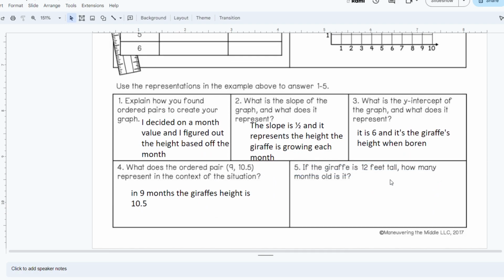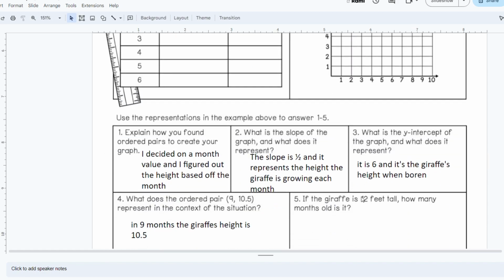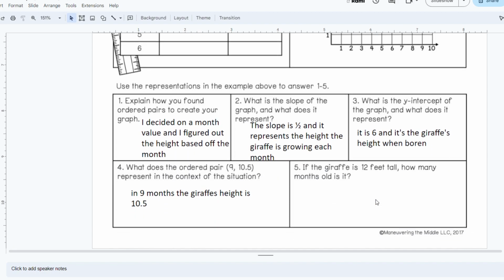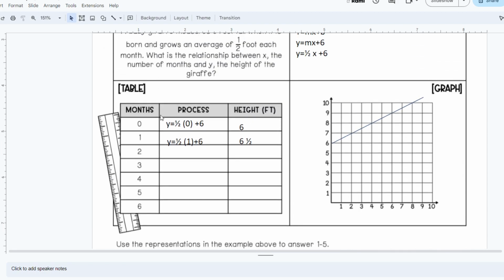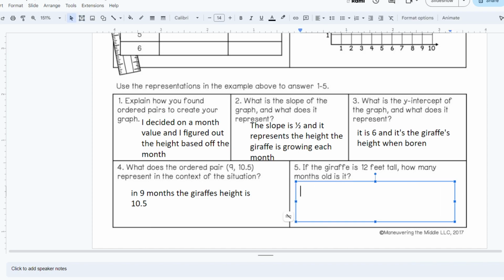If the giraffe is 12 feet tall, how many months old is it? Well, think about it. It grows a 1/2 foot every single month. And so if it's growing 1/2 a foot, it must take 2 months to grow 1 foot, right? And so how many months would it take to grow another 6 feet because it was initially 6 feet tall? Well, 12 months. So I'm going to say the giraffe is 12 months old or 1 year.